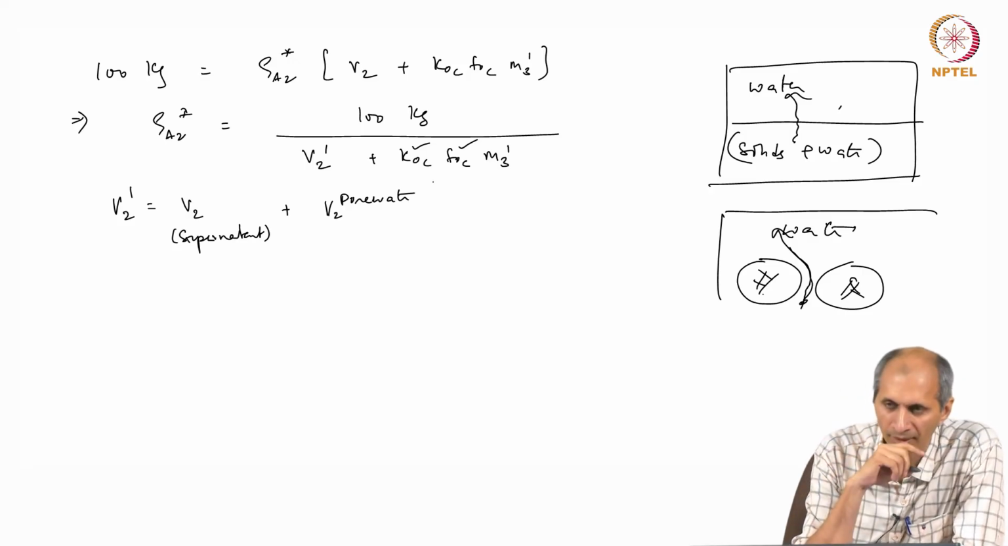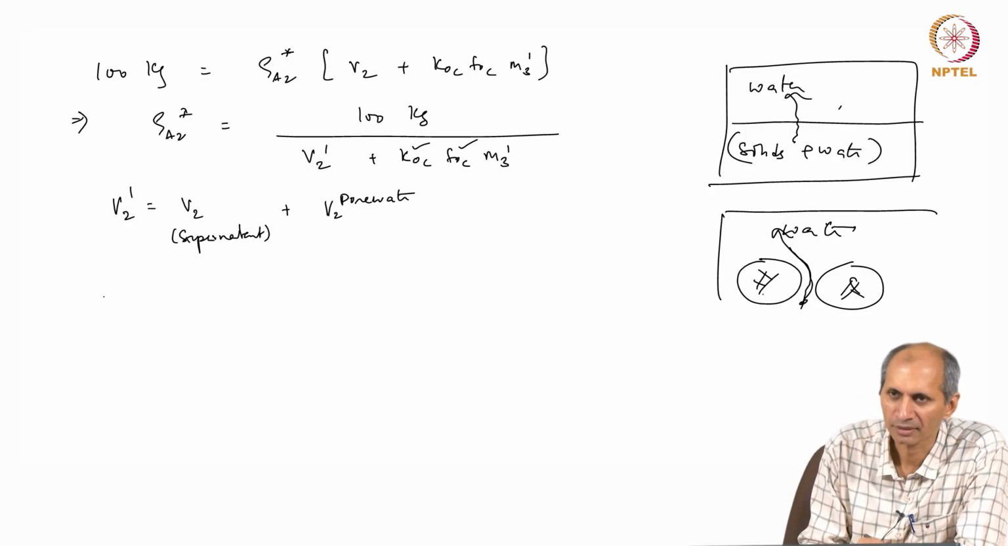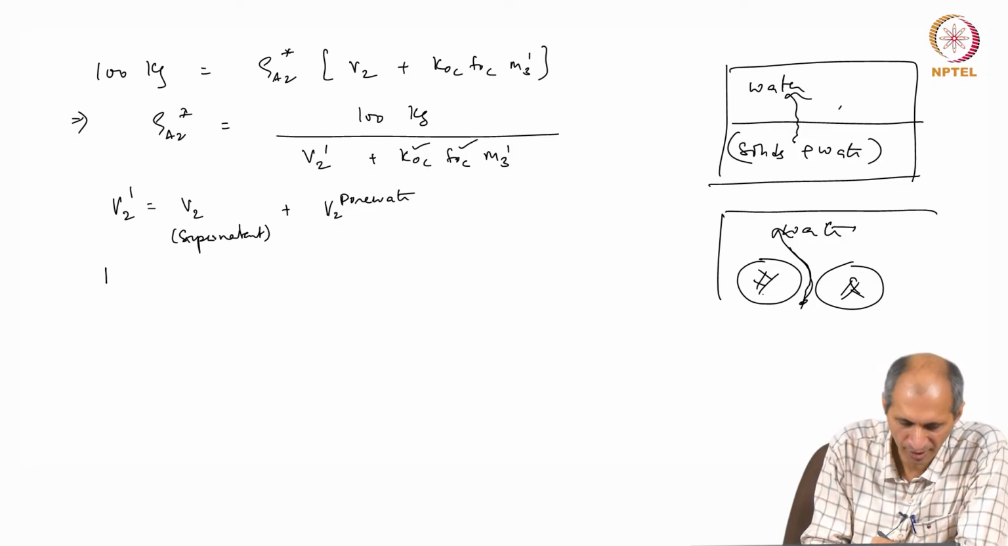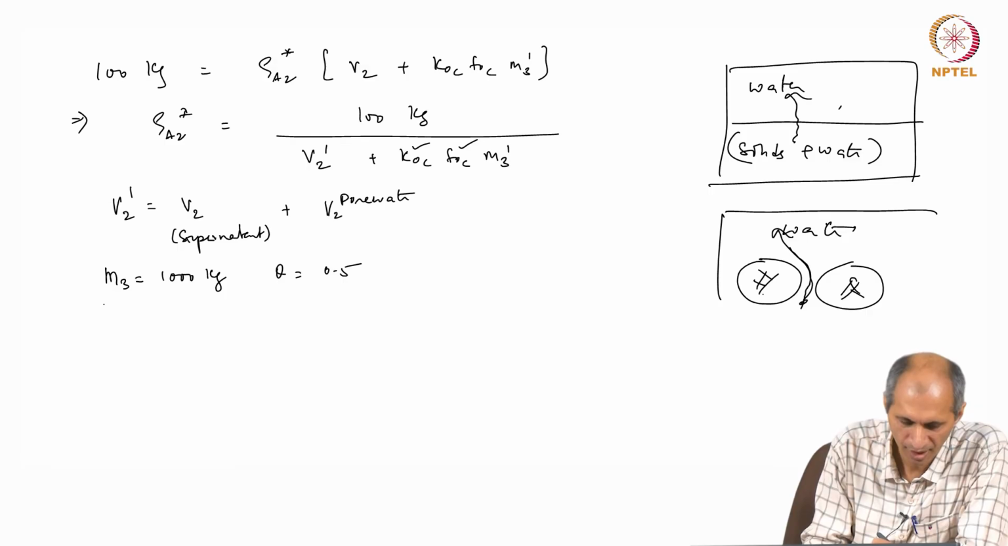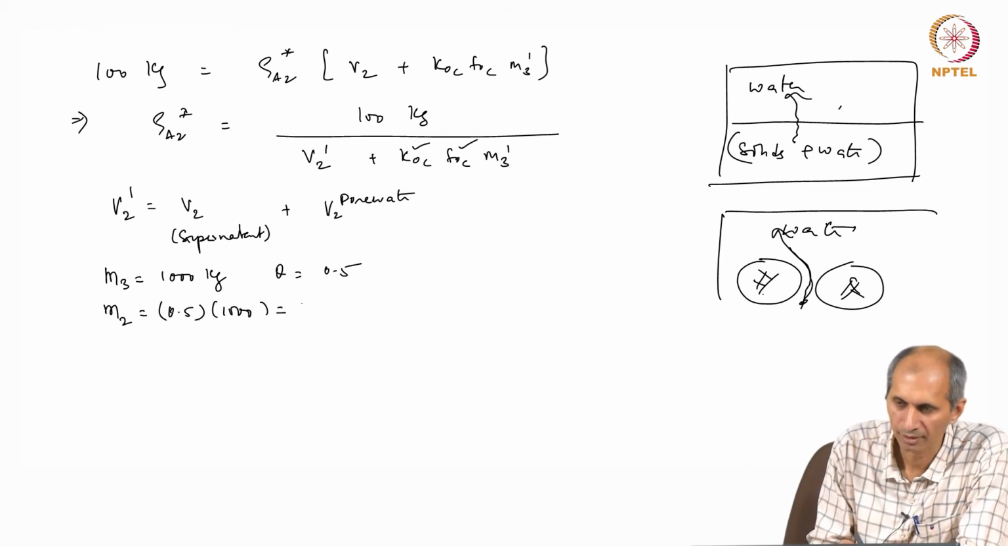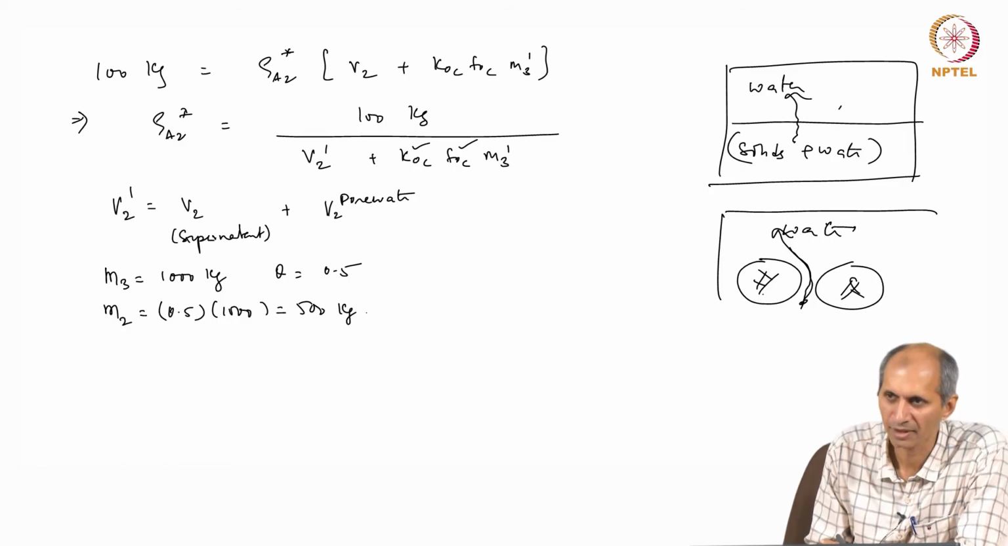Okay. The V2 pore water, what do we know? We know that the M3 is 1000 kilograms. We also know theta is 0.5, which means the water content inside the pore, inside the solids, is 0.5 into 1000, which is 500. There are 500 kilograms of water inside the solids.